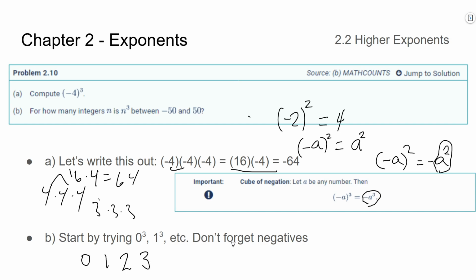We also need to remember the negatives. So we have -1, because we know that -1 cubed is going to be -1. -2. -2 cubed is going to be -8, and we'll have -3. And -3 cubed is going to be -27. -4 cubed would end up being -64, which we have right there, and so that would not be between -50 and 50. So how many integers do we have? We have 1, 2, 3, 4, 5, 6, 7 integers between -50 and 50.